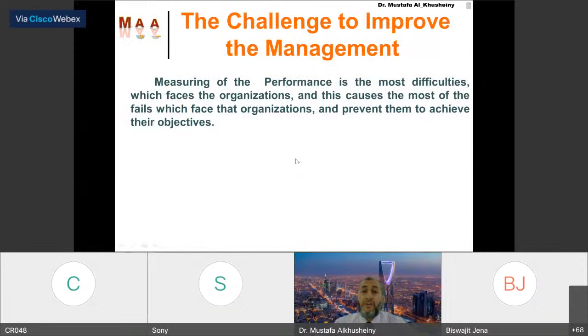So the challenge here: how can we get the best performance measurement system? Measuring performance is the most difficult thing that faces organizations, and this causes most of the failures that prevent them from achieving their objectives.